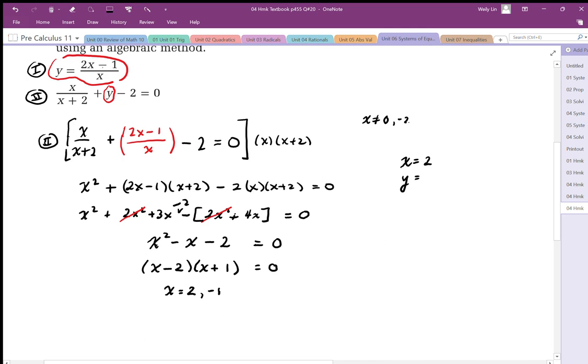I'm going to substitute it into equation 1, so I end up with 2 times 2 minus 1 is 3, divided by 2 is going to be 3 over 2, so that's one pair. Another pair is going to be x equals negative 1. And when I substitute negative 1 into here, I end up with 2 times negative 1 minus 1 is negative 3, divided by negative 1 on the denominator gives me positive 3. Okay, so those are my two sets of solutions, and I've solved this algebraically by doing a substitution with the y here.